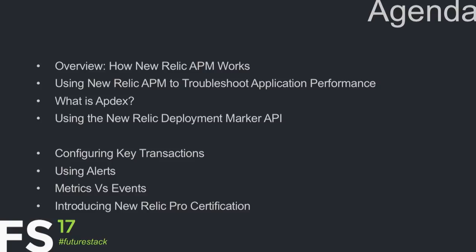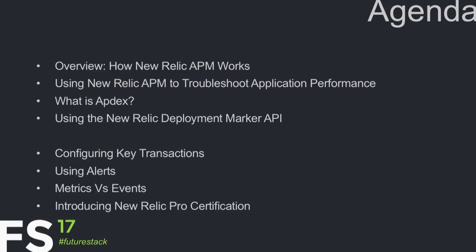Just to recap, we talked about how APM works in general, what other capabilities you can leverage with the New Relic platform. And then we've gone through a couple scenarios in terms of using APM to troubleshoot application issues. We spent some time looking at Apdex, the deployment markers, and we drilled down to the errors and the transaction trace as well. Those are a good start in terms of understanding the fundamentals of APM.